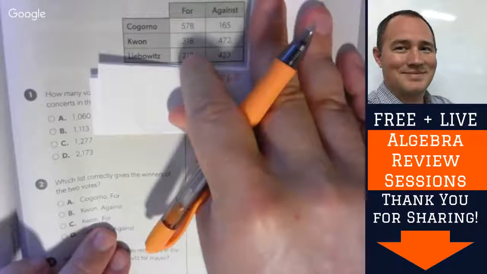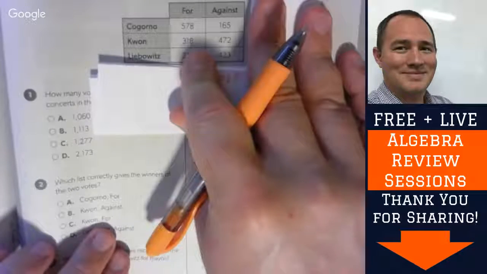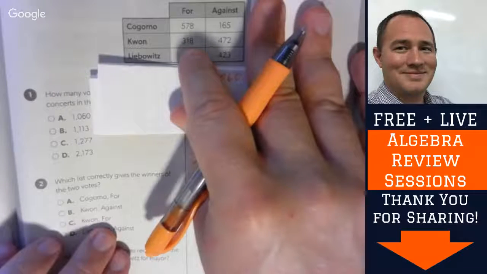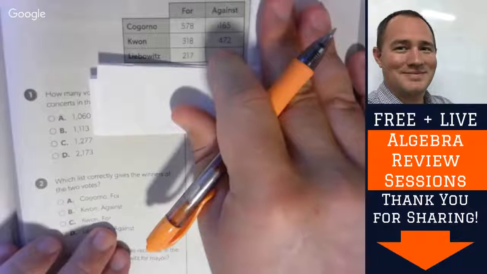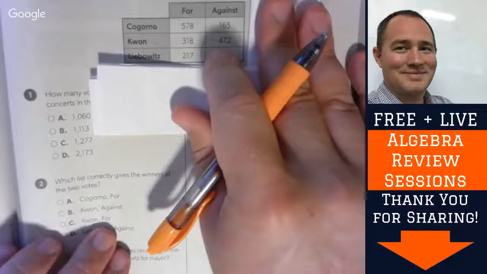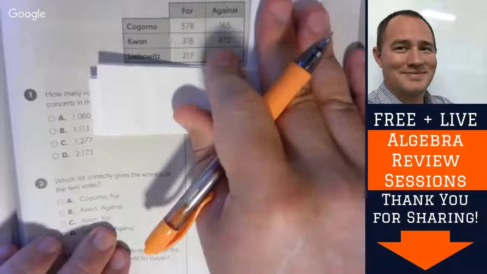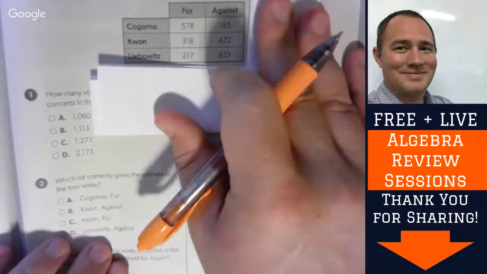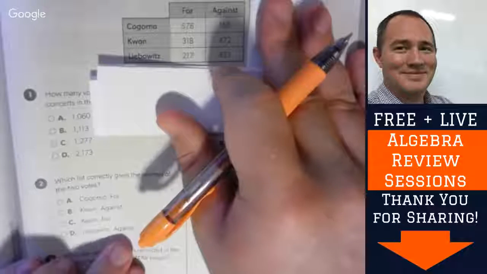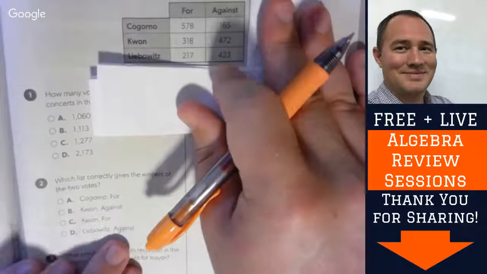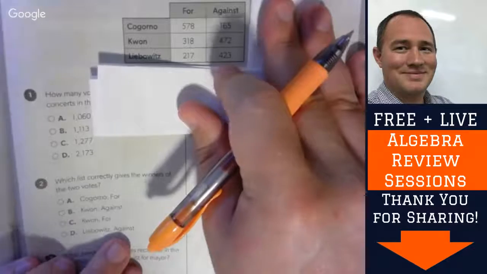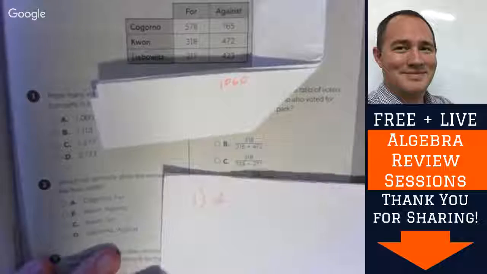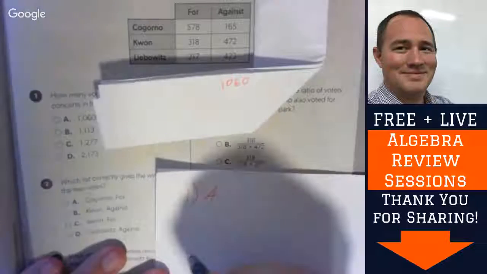Quan 4, I would say, is false, because if there's only 318 for with 472 against, I would say that the Quan voters chose to go against that choice. Leibowitz against, I would say that is also accurate, according to how they worded the question here, because 423 is so much bigger than 217. So that gives us 2 having answers of A, B, and D.